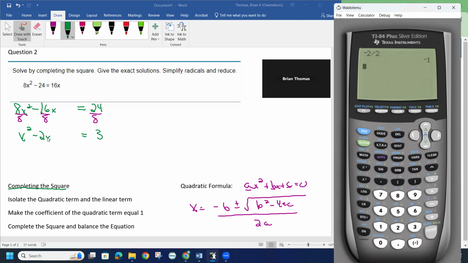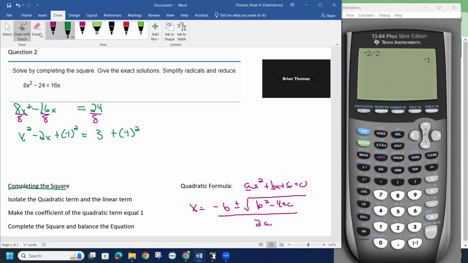But then we have to square it. So I'm going to add a negative 1 squared here. And I'm also going to have to balance the equation, which means I have to add a negative 1 squared over here. But we know that negative 1 times negative 1 is actually a positive 1. So I'll change that to a 1 over here. Now, this becomes a perfect square. Notice how this fits the format of a squared minus 2ab plus b squared, that's going to factor into a minus b squared.